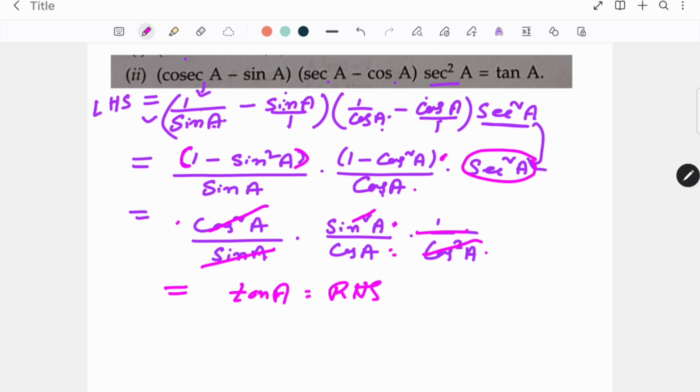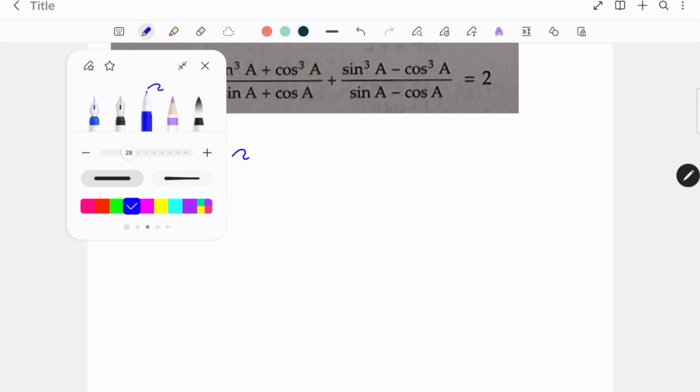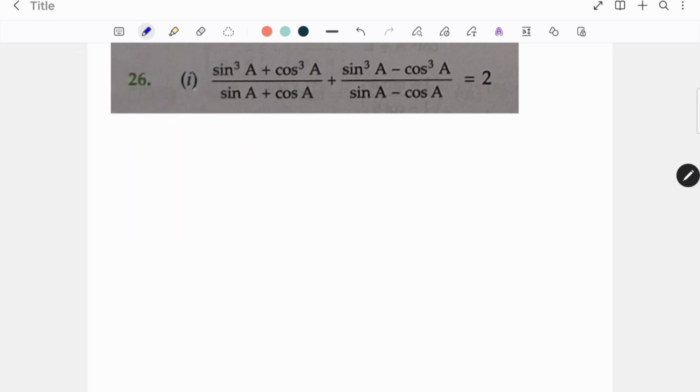Hope you understood. Let's see how we can do this sum, which is the next one. Here there is no option except to start with the LHS.